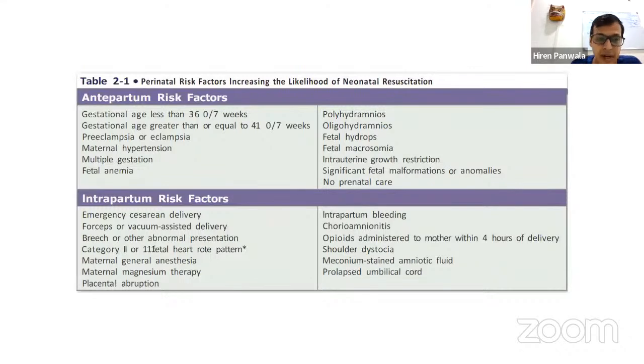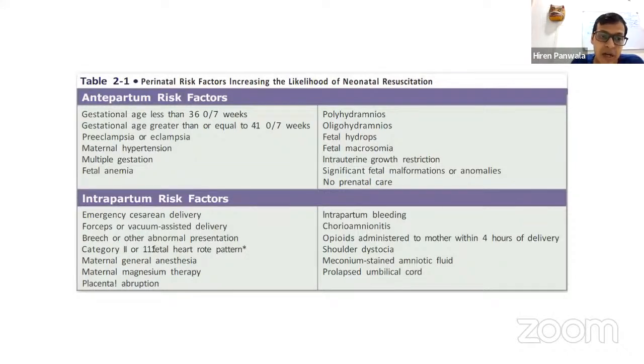So what are the common risk factors? A baby is called term when it completes 37 completed weeks of gestation. Any baby born before 37 weeks is a preterm baby. A baby born after 41 completed weeks of gestation is also at risk because there are chances of meconium aspiration, and post-term babies also have higher incidence of asphyxia or requiring resuscitation. Maternal complications like hypertension or preeclampsia, multiple gestations, twins, triplets, or fetal anemia are some of the common risk factors that we see antenatally.